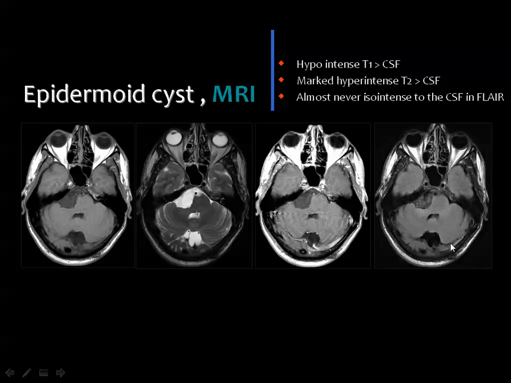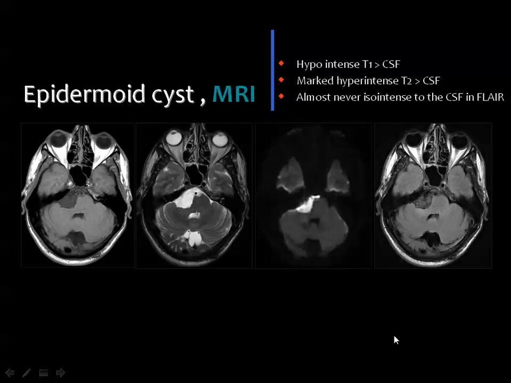In the FLAIR image, the arachnoid cyst will show the same CSF signal because its contents are actually CSF. But in the epidermoid cyst, it will not show CSF signal in the FLAIR image. It will appear somewhat brighter than the CSF. This is one of the differences between the arachnoid and the epidermoid cysts.